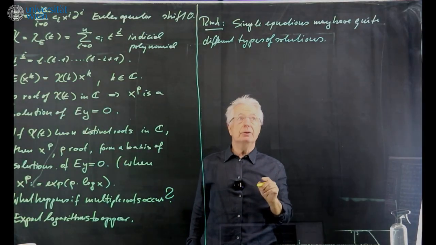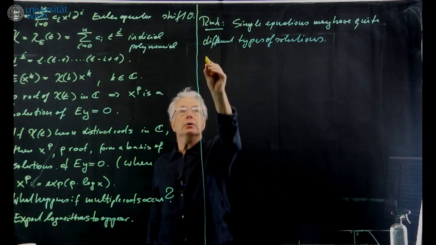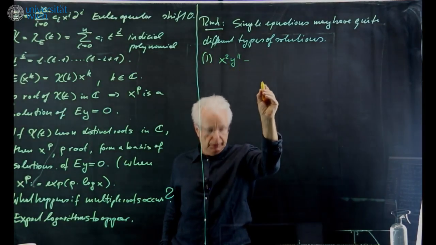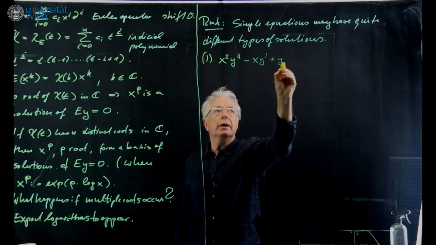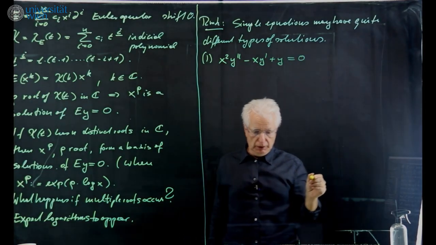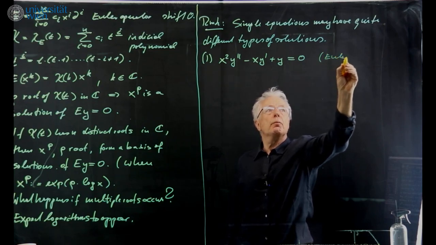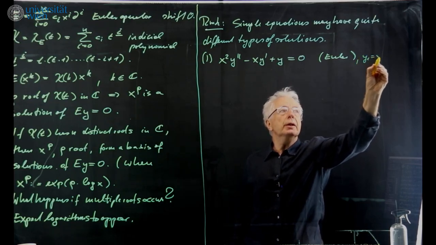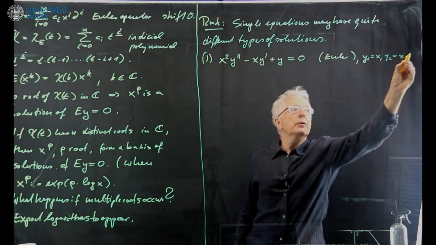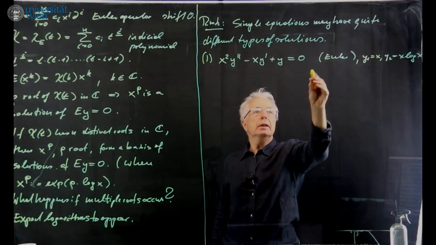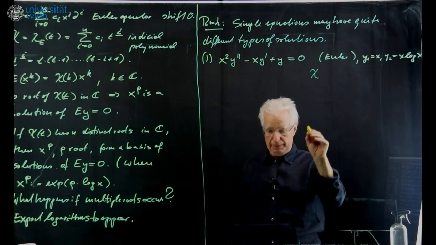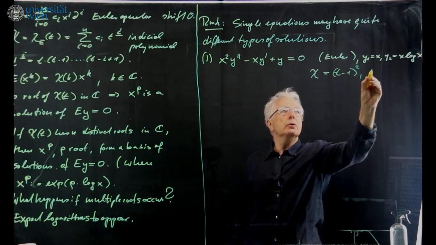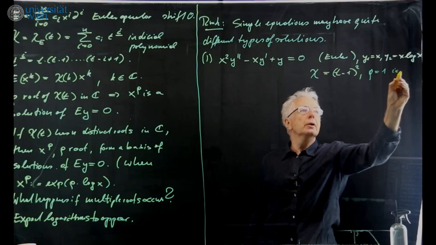Some of the examples repeat those we have seen already, but I think it's worth looking at them again. So we take x^2 y'' minus x y' plus y equals 0. This is Euler of shift 0, as we easily verify. And we get y1 equals x and y2 equals x times log x. And the initial polynomial chi at 0 is (t minus 1)^2, and rho equals 1 is a double root.